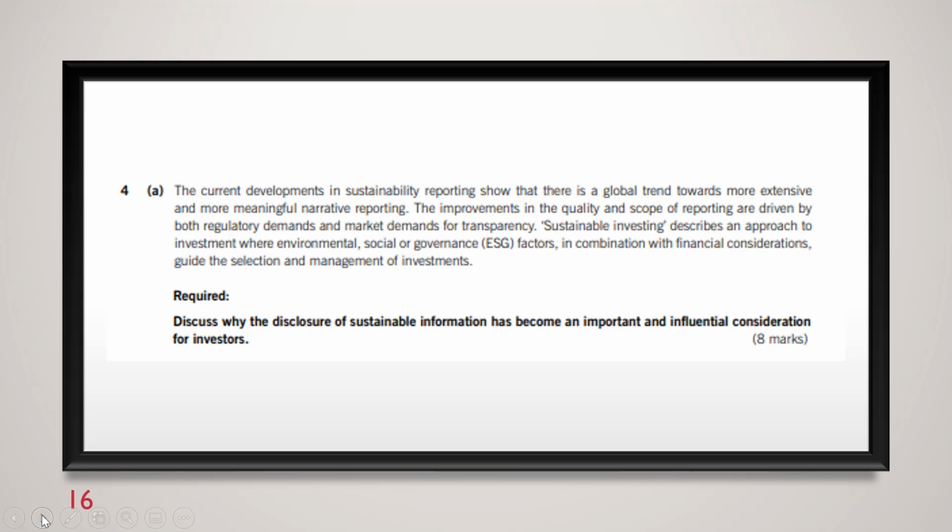I want to do another marking exercise with you, and this is based around a past examination question for 8 marks. And if I'm honest, this past examination question for 8 marks was a bit of a car crash in the exam. Discuss why the disclosure of sustainable information has become an important and influential consideration for investors. 8 marks.